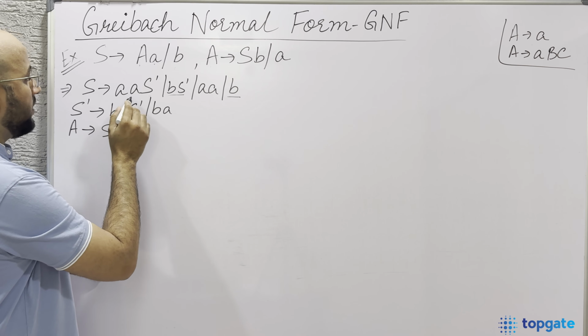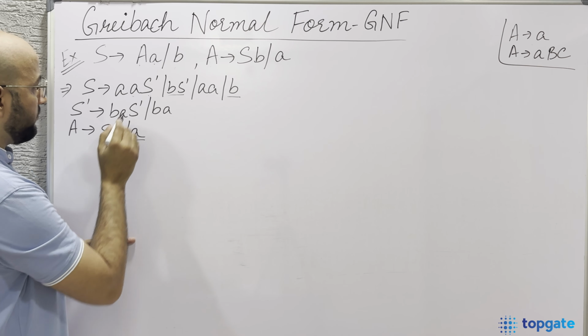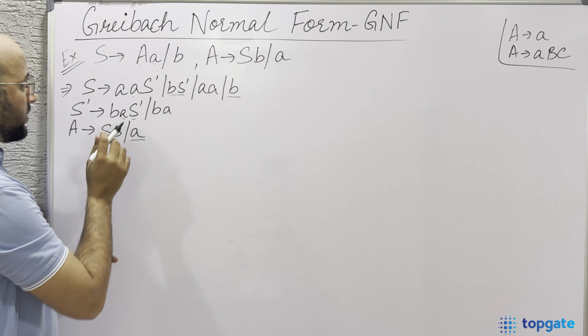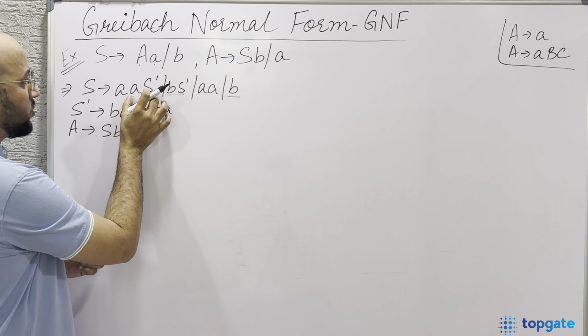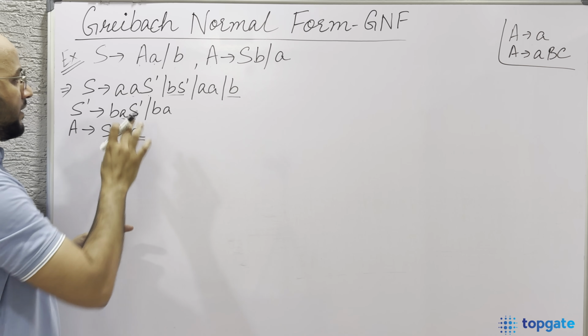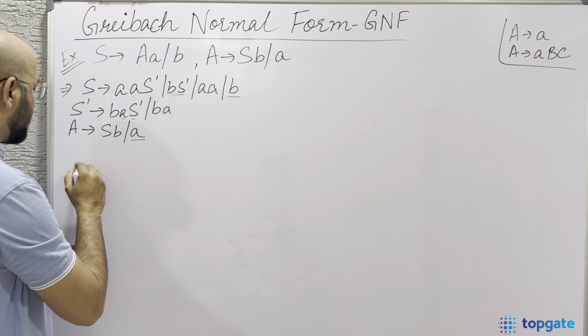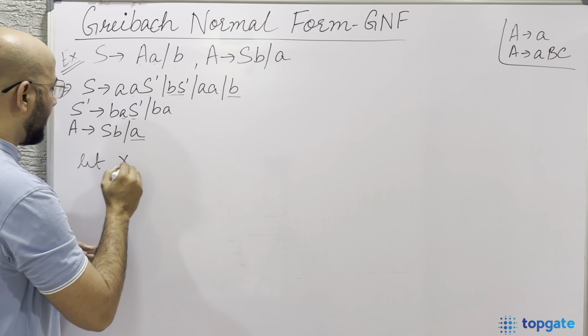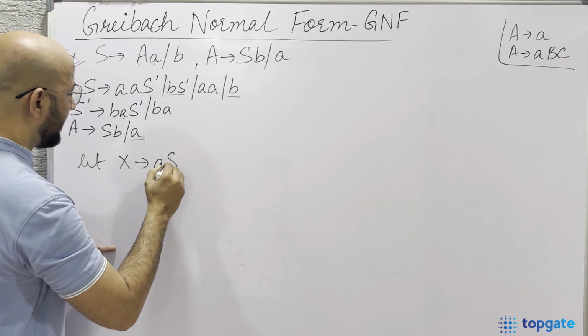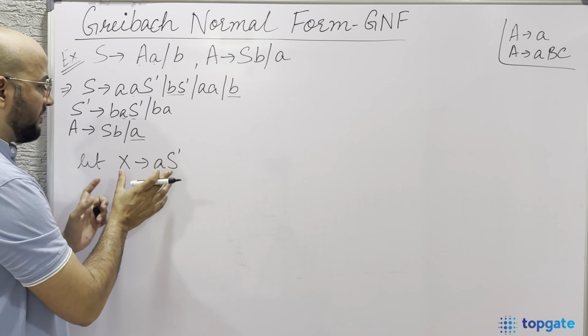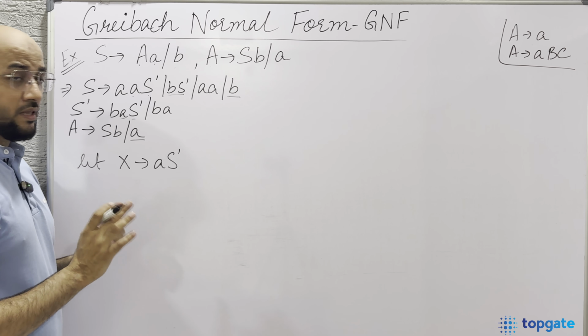If you see this one, we have this as dash here. We have this as dash here. So that means if I replace this with a single variable, then it will be GNF compatible. Let's see how we do this one. Let's assume X tends to a S dash. Whatever we are assuming should also be in the GNF form.